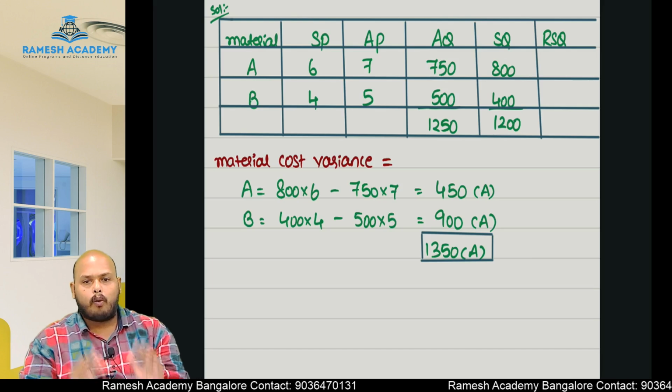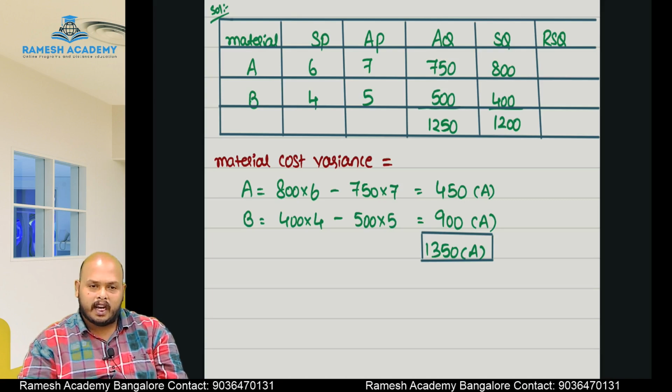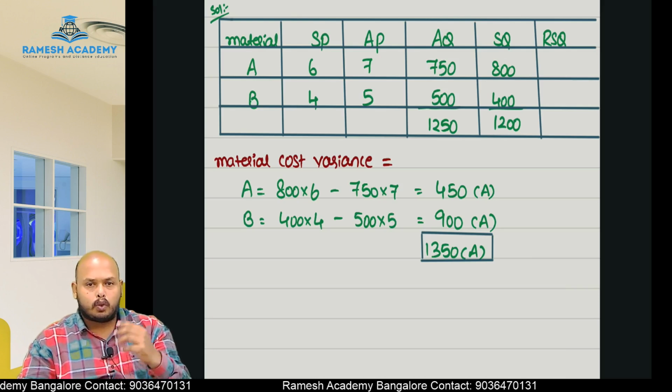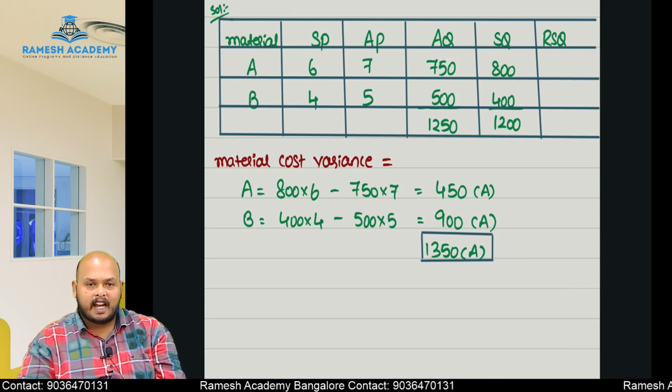We understood overall it is a negative impact. This cost variance, material variance, is a negative impact. Now this negative impact is due to which factors? Whether due to quantity consumption or price variance, due to which? Then we will further analyze.